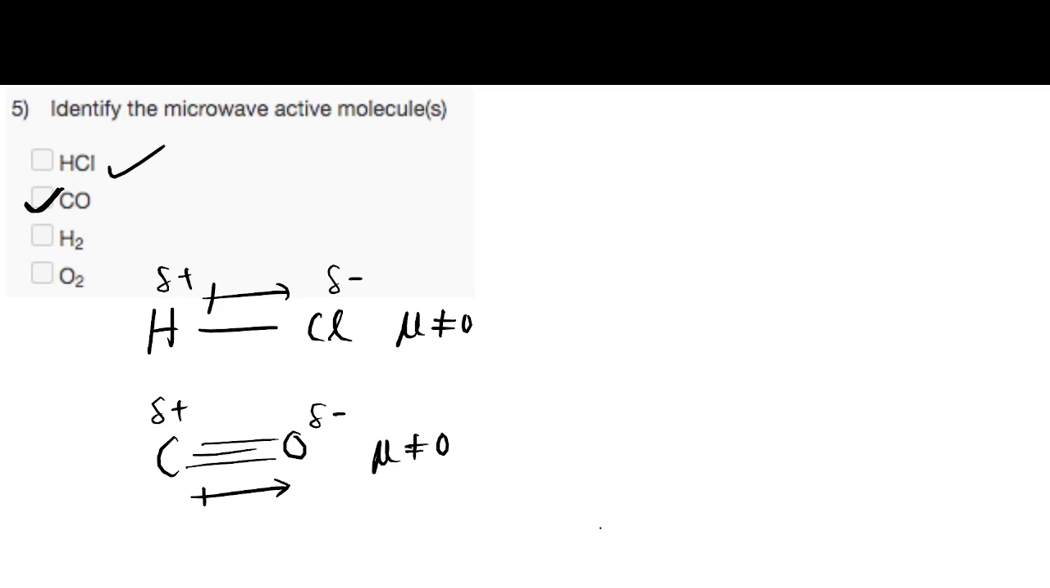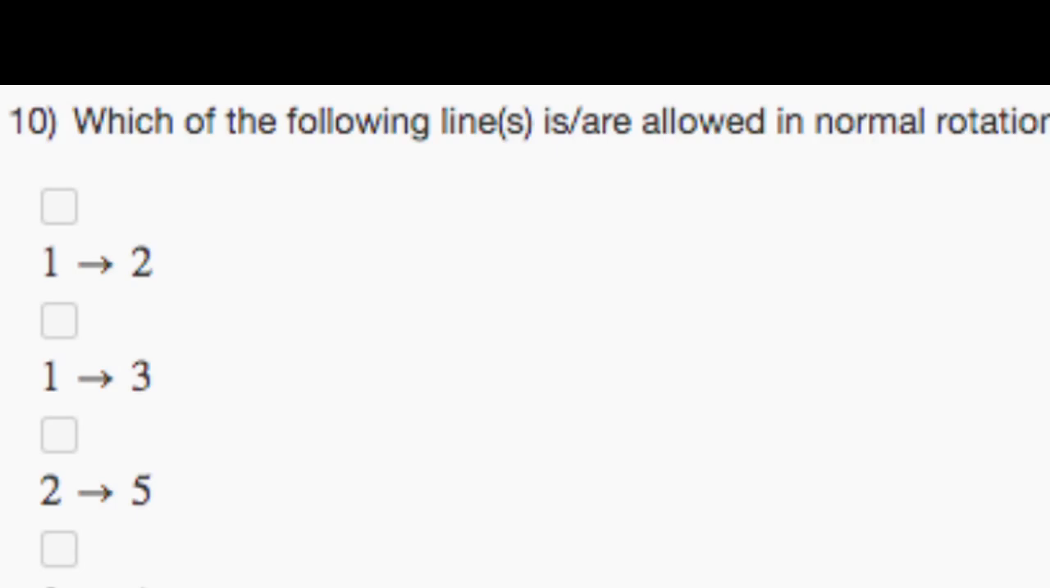And the third and fourth, can you please tell if they will be active or not? There is no electronegativity difference, correct? Both are the same atom. So in both cases our dipole moment will be 0. So these two will be inactive, correct? Simple problem.